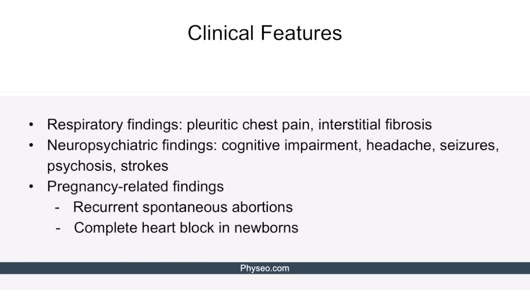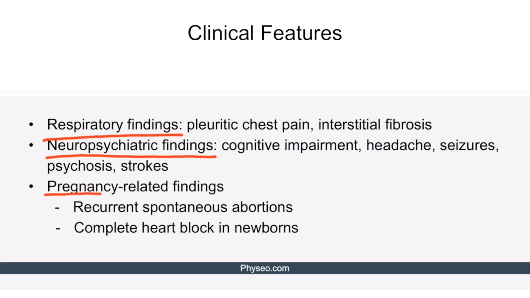When it comes to the respiratory system, the most common finding is pleuritic chest pain, which can be seen with or without an effusion. Interstitial fibrosis can also occur, and this leads to restrictive lung disease. As for the neuropsychiatric findings, cognitive impairment and headache are amongst the common neurological manifestations. Seizures, psychosis, and strokes can also be present.